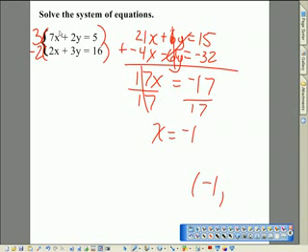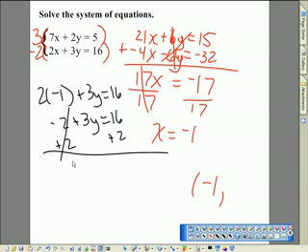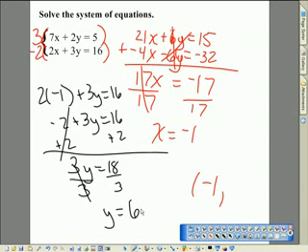Now I can plug back into either one of these. It doesn't really matter. They're both going to be equally as difficult. So I'll probably pick this one because it's got smaller coefficients. 2 times negative 1 plus 3y equals 16. That's negative 2 plus 3y equals 16. Add 2 to both sides. That's the opposite of a negative 2. 3y equals 18. Divide by 3. Y equals 6. There's my other number. Negative 1, 6.